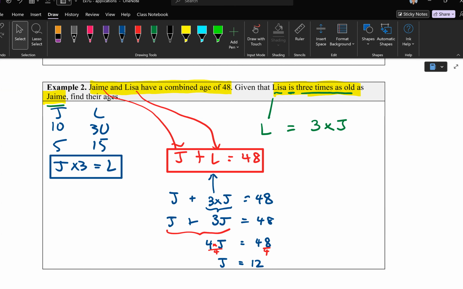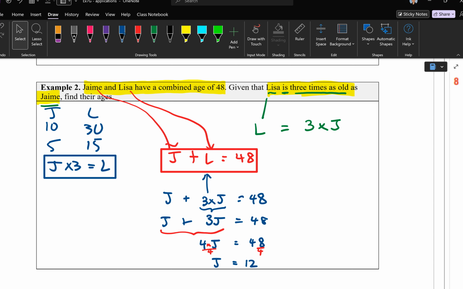This is a problem-solving technique where you could sit there and do trial and error. You can try to go, well, whatever Jamie's age is, Lisa's age, and you can kind of guess it. I could have done 10 and 30. 10 plus 30 doesn't give you 48. Then I might have tried something else. But that's my point. We're not in the game of guessing. There's a way to solve problems efficiently as long as you can model.